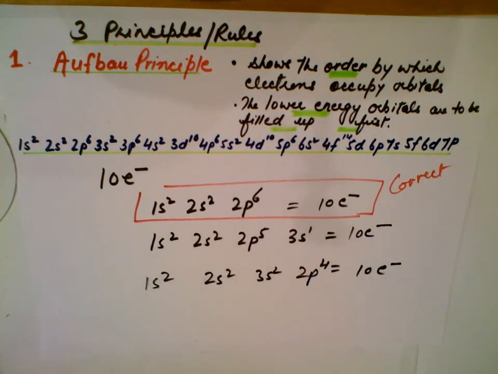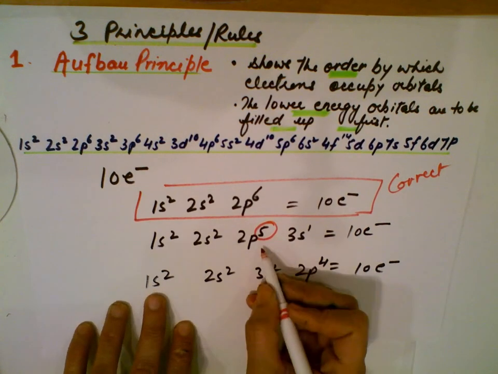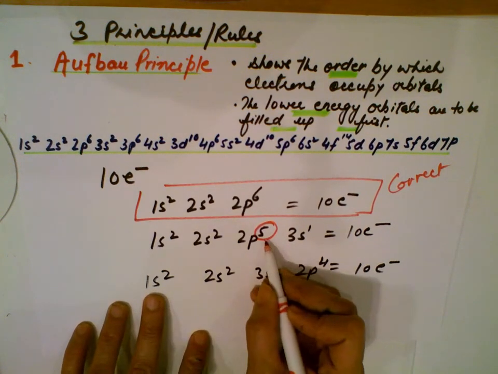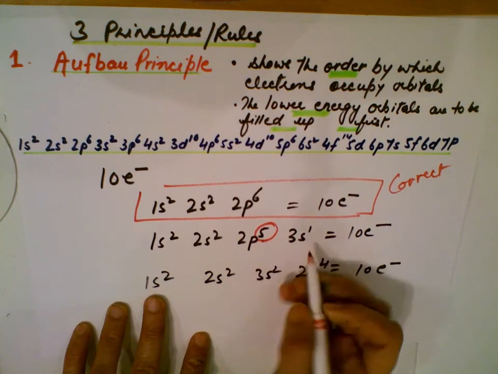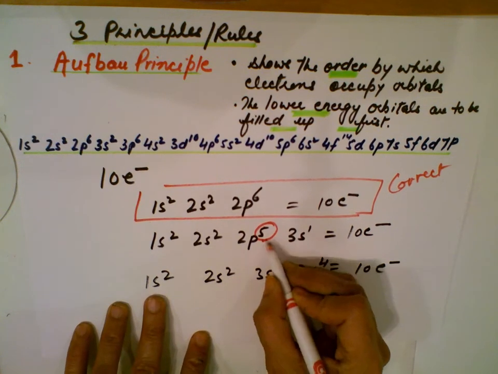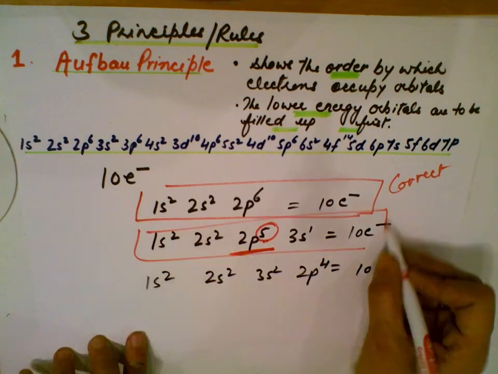Here, this is the mistake. What's the mistake here? 2p5. The rule says you have to fill it up before you go to the next one. But however, you see this is not completely filled. It is 5 here. It was supposed to be 6. So this is the mistake here. So this one is incorrect.